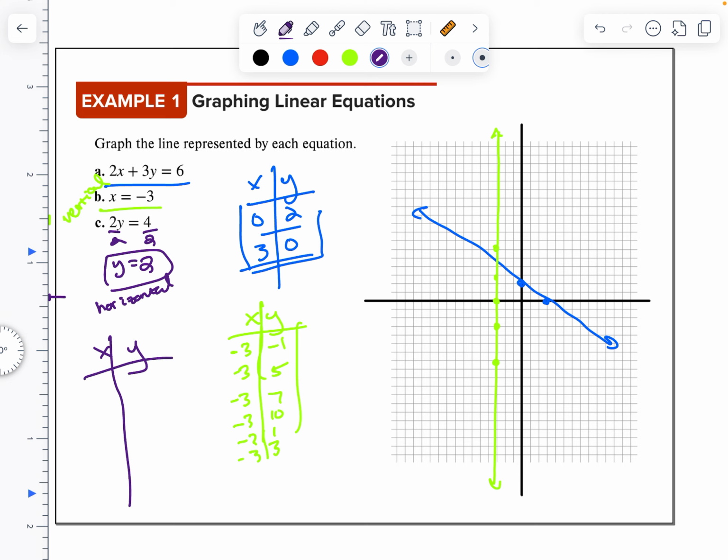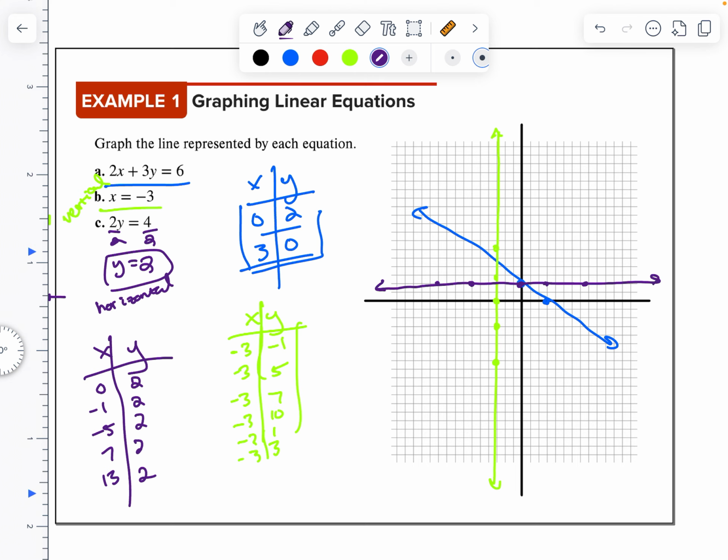So x and y, I can put any value in I want for x. And y is always going to be 2. That's what my equation tells me, is that y is equal to 2. So if I go and start to plot some of those points that I have in that t-chart, notice that they all lie directly on that horizontal line.